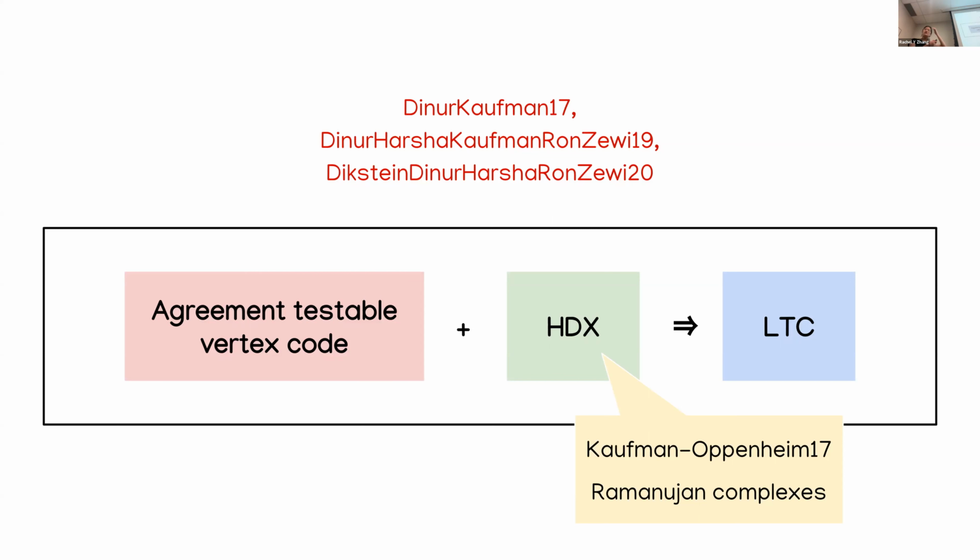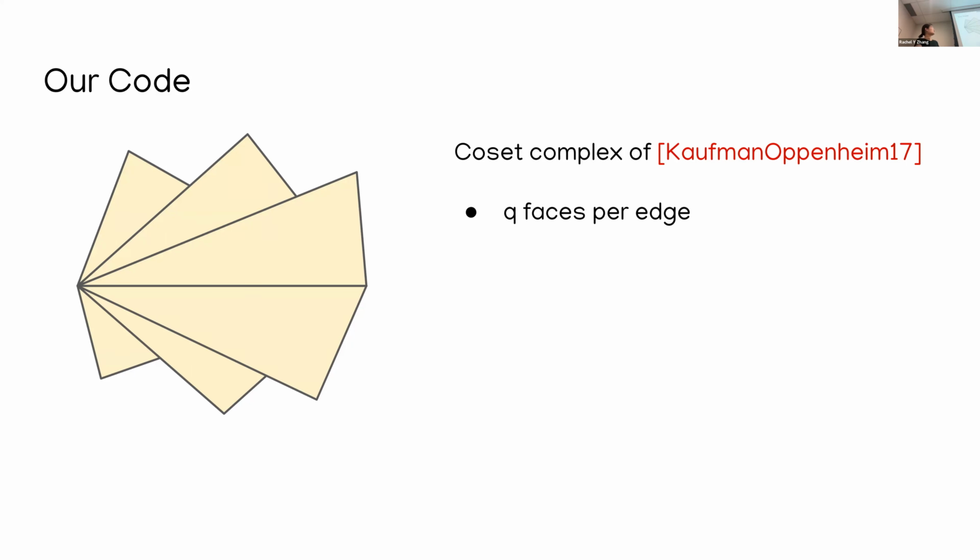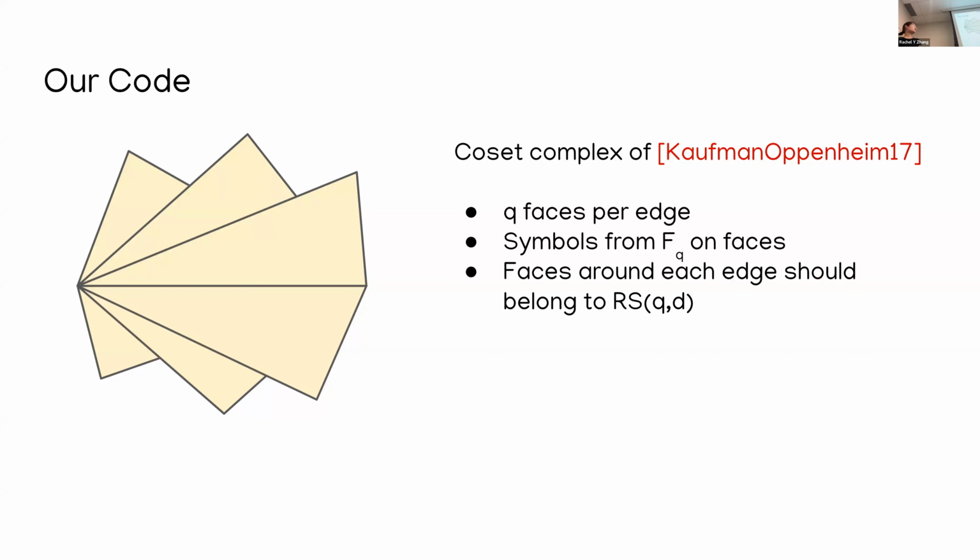Okay, so I'm going to go on now to show you a bit about this vertex code. Let me tell you what our global code is. I won't tell you what the Kaufman-Oppenheim HDX is, but it is an HDX. So we have these triangles, edges, and vertices, and every edge is going to have Q faces attached to it, where Q is maybe a power of a prime. Let's look at symbols from F_Q on each of the faces. So what is the code we want to put on each edge?